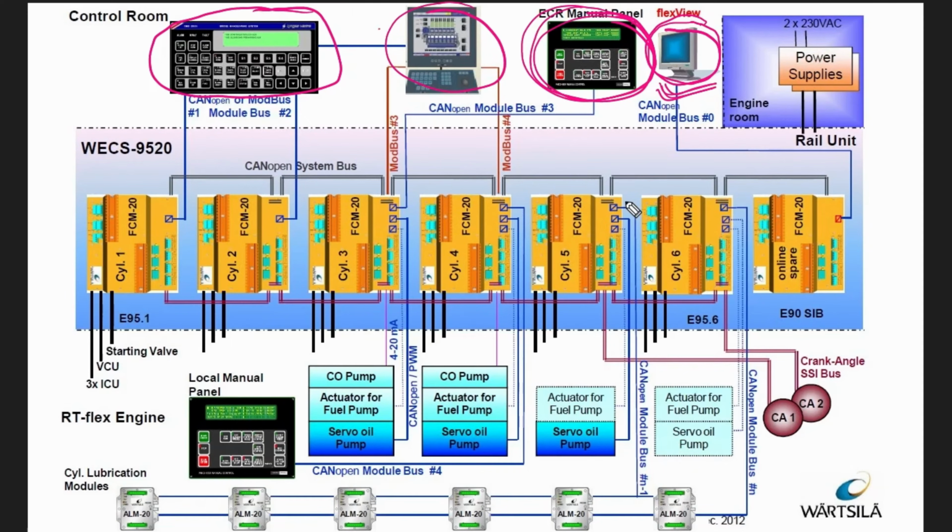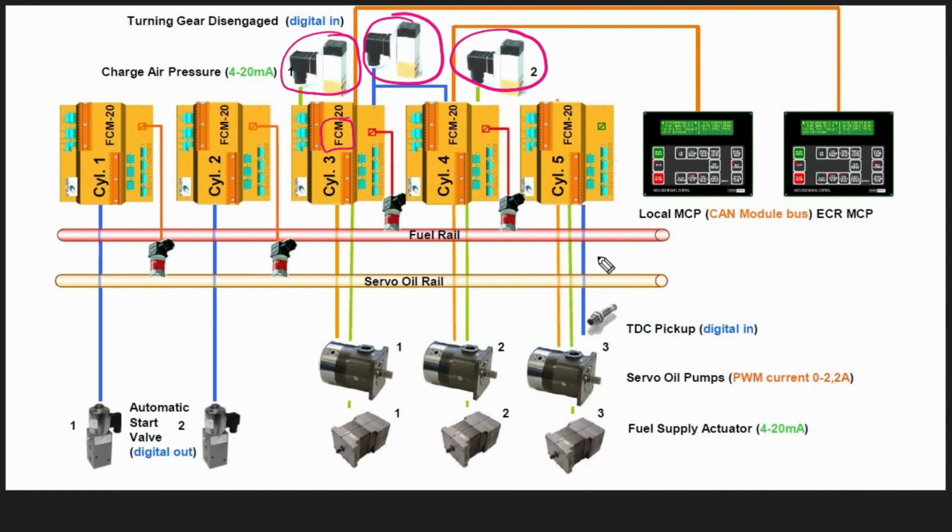So these are the things which are there in a WARTSILA Sulzer engine. We'll see one by one how they look like. This is the power supply which comes from your emergency as well as your main switchboard. This FCM, as I have already told you, is connected to your pickup sensor, meaning they are connected with each and every electronic signal present on the main engine. So FCM is the brain of the main engine. Each unit has one FCM.